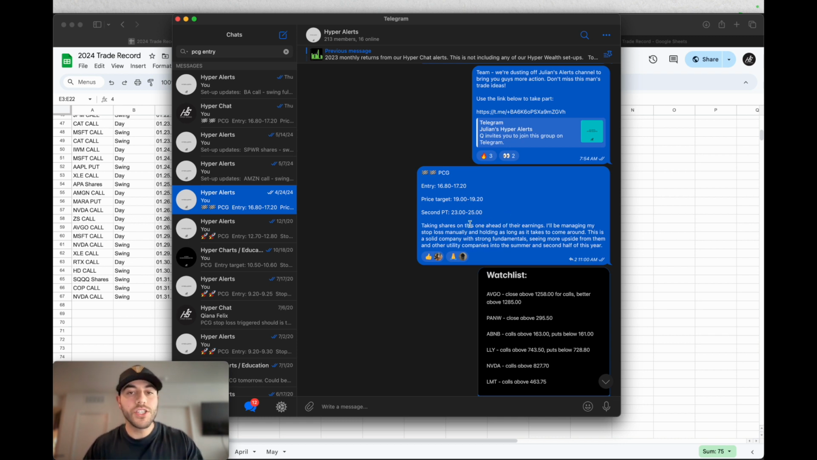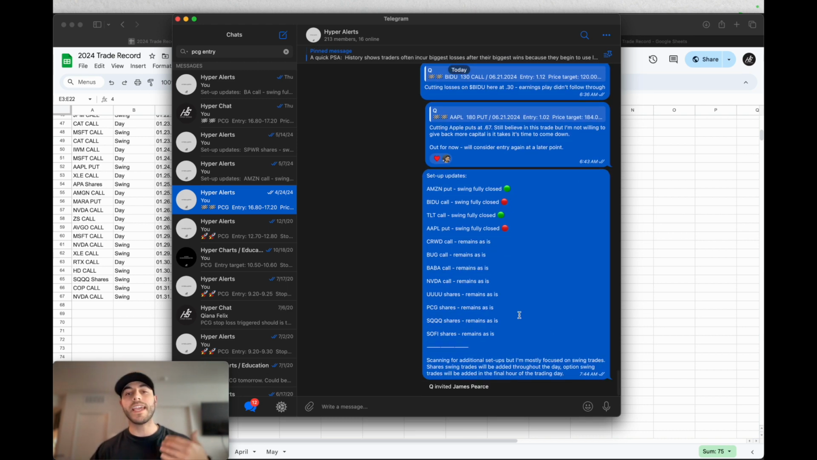But for PCG specifically, you can see that we sent it here with an entry range. So you want to try to get filled in between that range. And then we have our price targets in place. Sometimes we give a stop loss, and a lot of times we're managing our stop losses manually. I will always update you guys on all our setups at the end and at the beginning of every day, such as I did here.